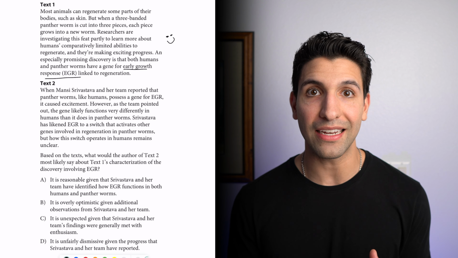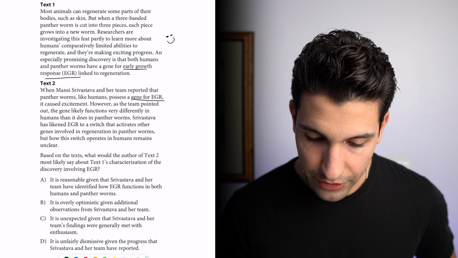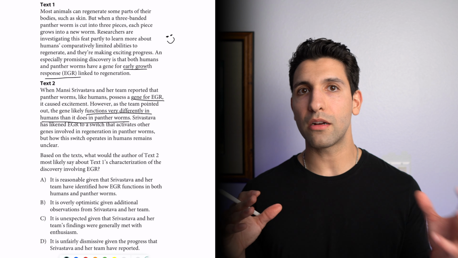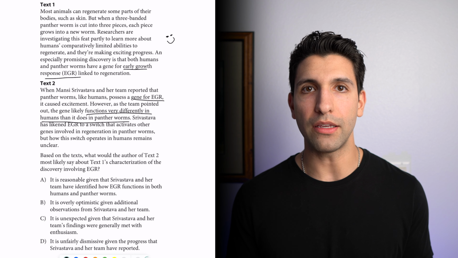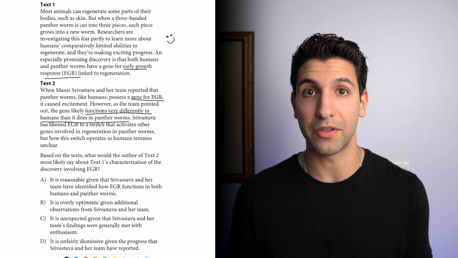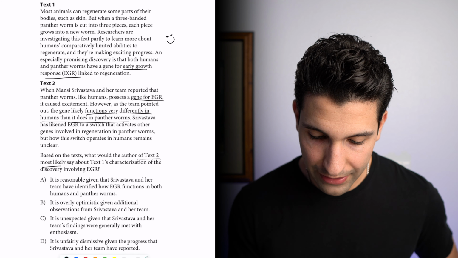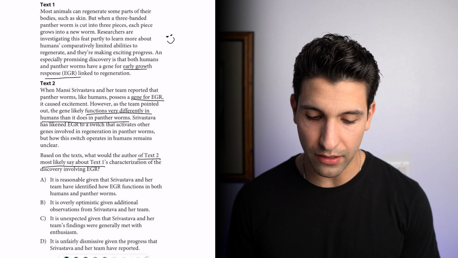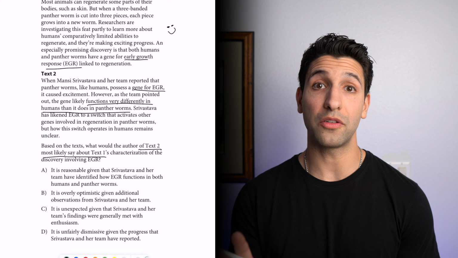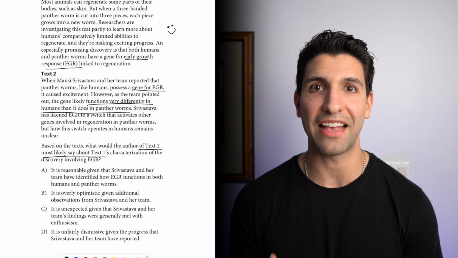What text 2 is saying is that although they possess a gene for EGR, the team pointed out that the genes likely function very differently in humans than it does in panther worms. So what they're saying is that yes, they're in both the worms and humans, but they act differently. You can't just go around chopping people's arms off and they'll regrow, just like if you chop that worm in half and it creates 2 different worms, okay? So, based on the text, what would the author of text 2 most likely say about text 1's characterization of the discovery involving EGR? So we already know text 2 would probably tell text 1, slow your roll. It doesn't work like that, so you don't need to get that excited, but it is still something to potentially look into. So let's look at the answer choices.